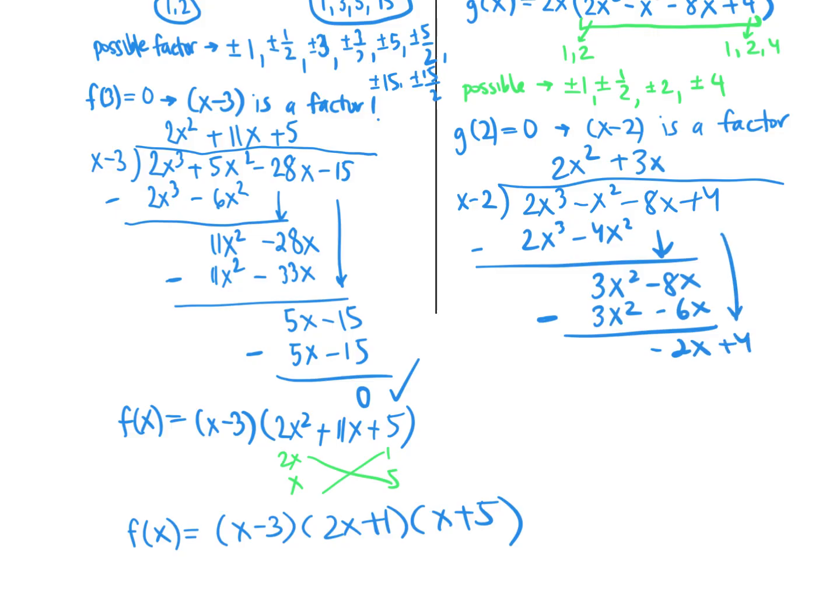What times x gives us negative 2x? That would be negative 2. And negative 2 times negative 2 is 4. Yay, they match. 0 remainder. I know I've done this correctly. So here's what we have for our function so far.